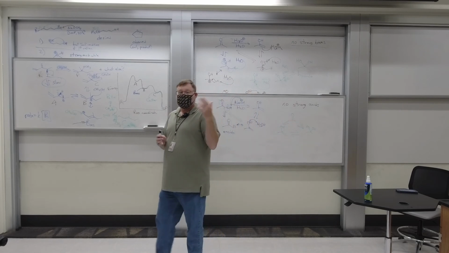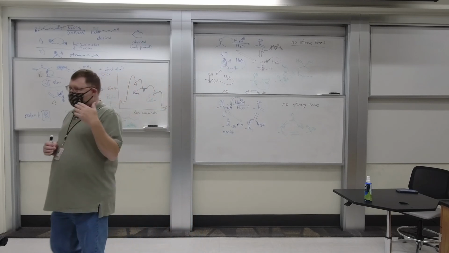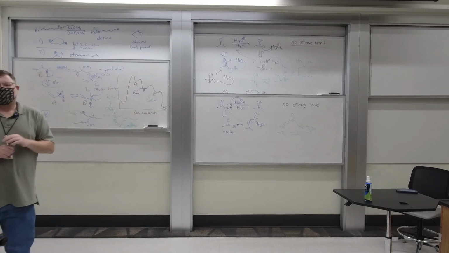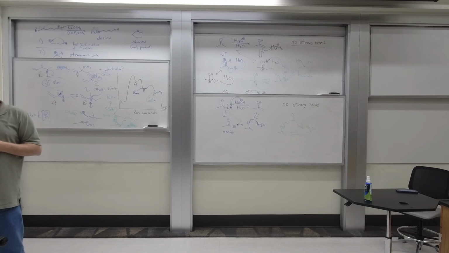So the equilibrium really favors the keto form almost always. But the chemistry, and this is kind of a weird thing about them, the chemistry will sometimes rely on the hydrate or the enol doing something.